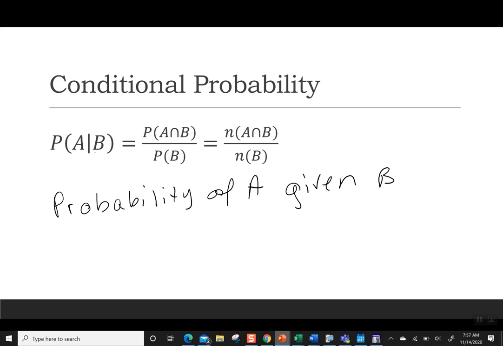The big deal is this B, this is our condition, and it becomes the denominator. So it's either the probability if I give you that kind of information, or it's how many times B occurred if I give you that information. So let's look at that a little farther.